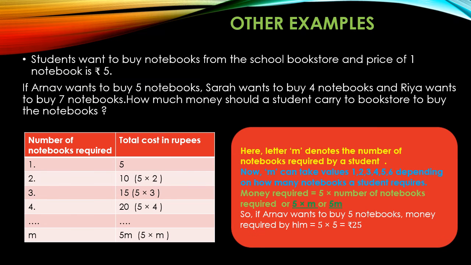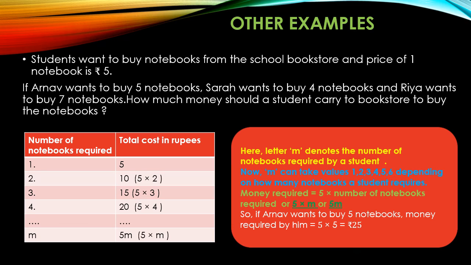Let's see some more examples to create a general formula. Students want to buy notebooks from the school bookstore and the price of one notebook is 5 rupees. If Arnav wants to buy 5 notebooks, Sarah wants to buy 4 notebooks and Ria wants to buy 7 notebooks, how much money should a student carry to the bookstore to buy the notebooks?